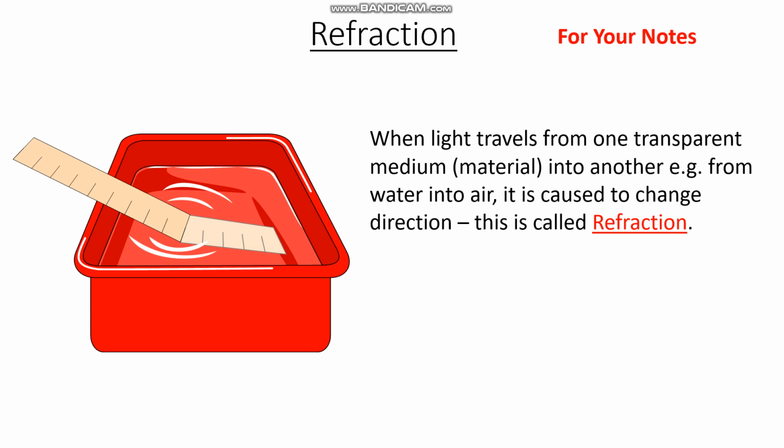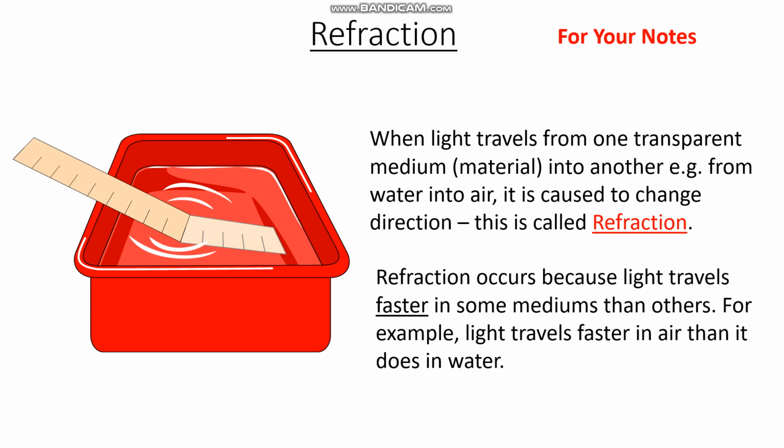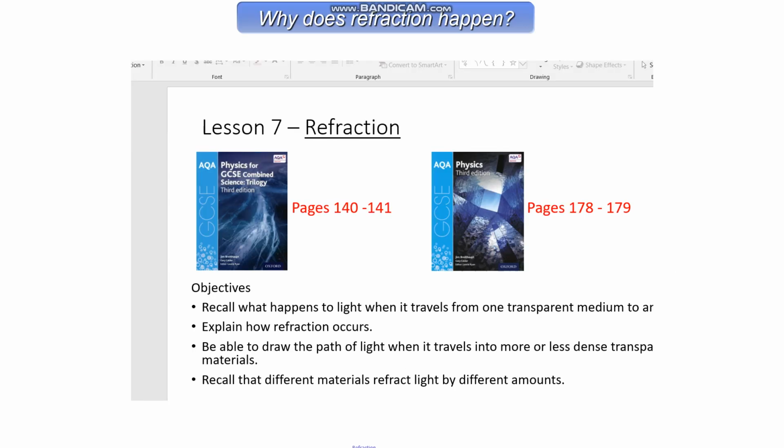When light travels from one transparent material, sometimes called a medium, into another, e.g. from water into air, it is caused to change direction, and this changing of direction is what we call refraction. Refraction occurs because light travels faster in some materials or mediums than in others. For example, light travels faster in air than it does in water.